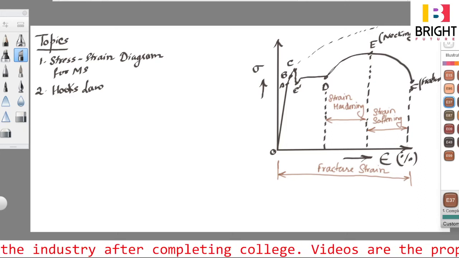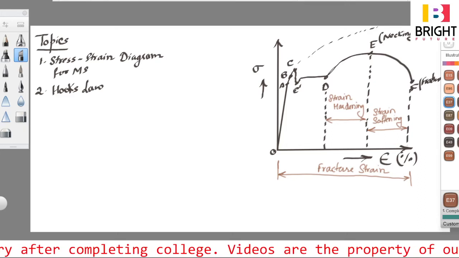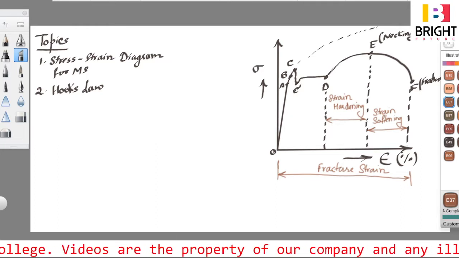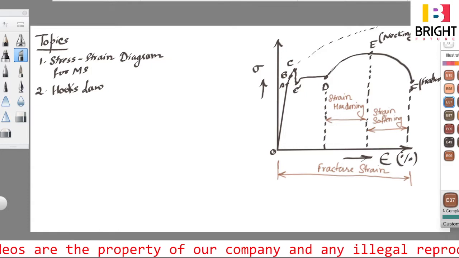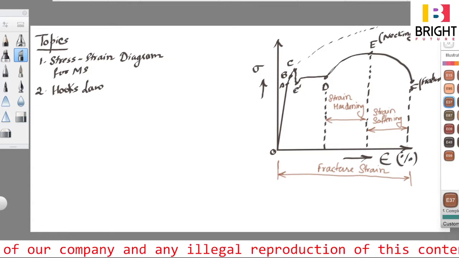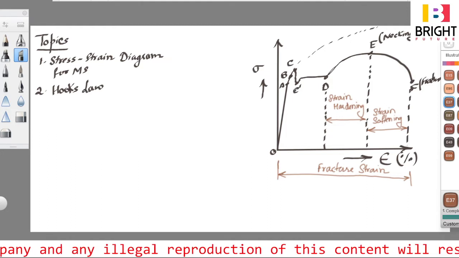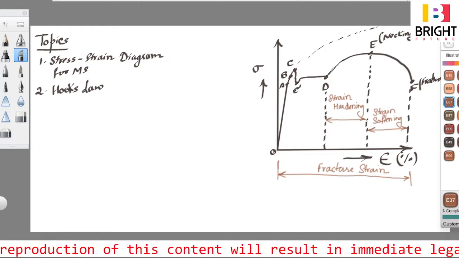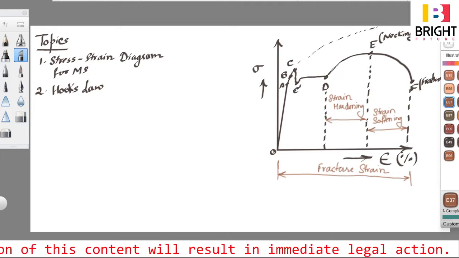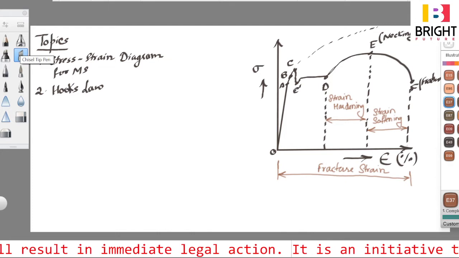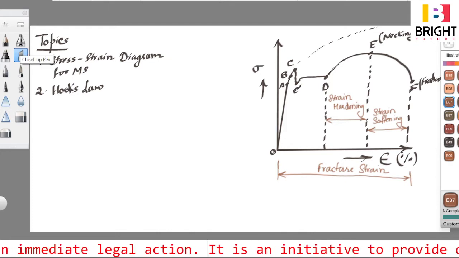Good morning. Let us start another lecture on the stress strain diagram for mild steel and the applicability of Hooke's law. One must be able to understand this diagram properly to understand the behavior of material under the application of applied load. Now on this right side I had drawn this stress strain diagram.